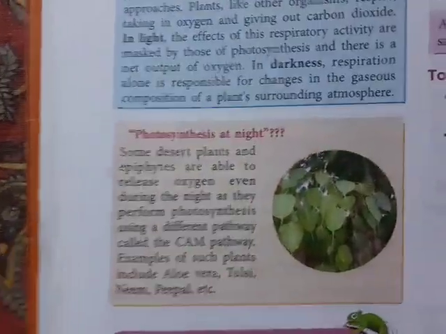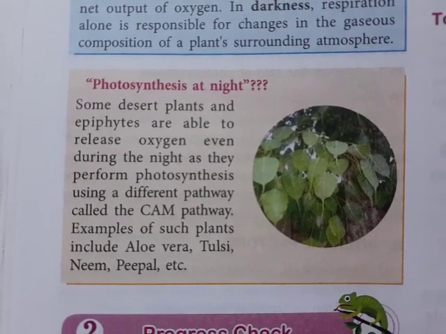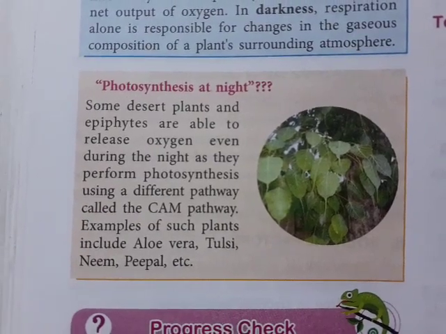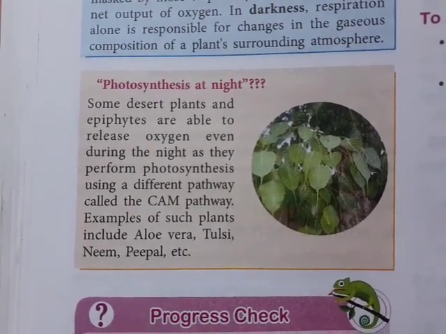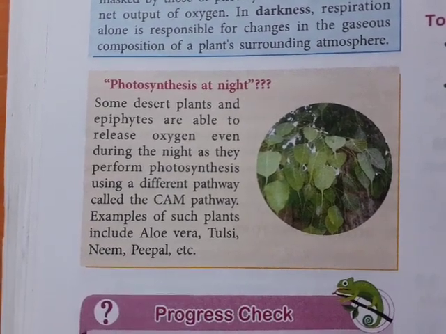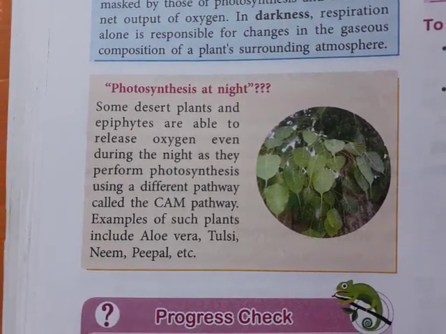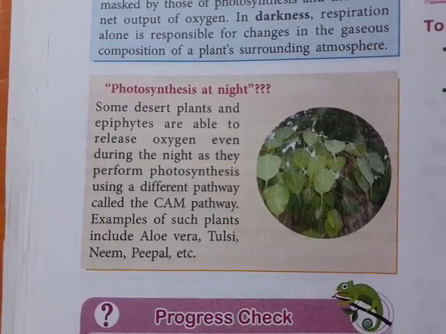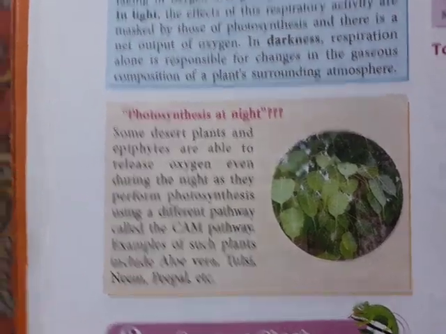Then photosynthesis at night: some desert plants and epiphytes are able to release oxygen during night as they perform photosynthesis using a different pathway called the CAM pathway. Examples are aloe vera, tulsi, neem, peepal. Okay, these are some examples of the plants.